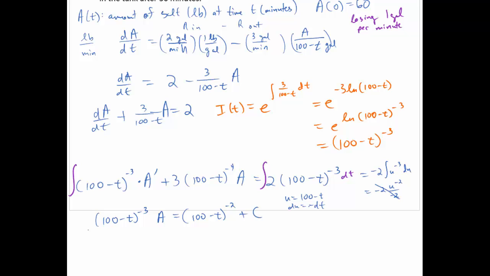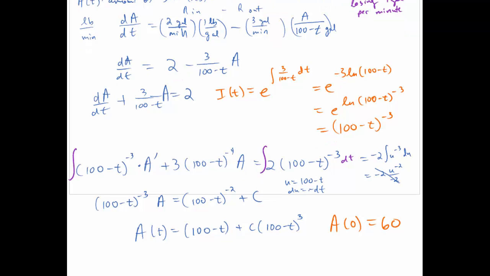Dividing through by 100 minus t to the negative third, which is the same as multiplying by 100 minus t to the positive third, we find that A of t is 100 minus t plus c times 100 minus t to the third. There's our general solution. Now, let's remember that we had an initial value. We said that A of 0 was 60.